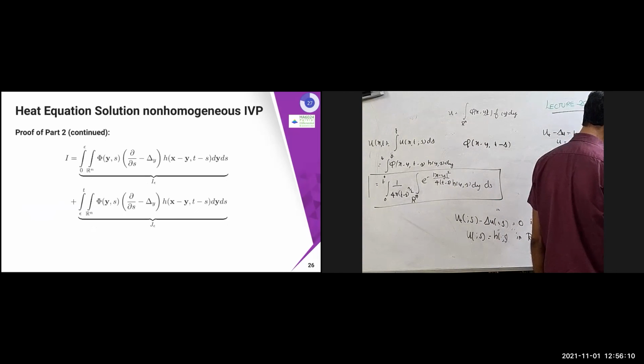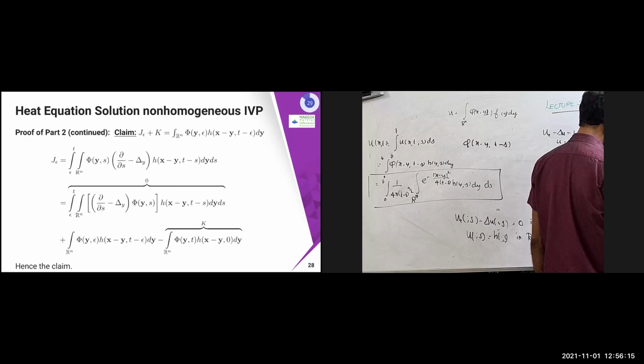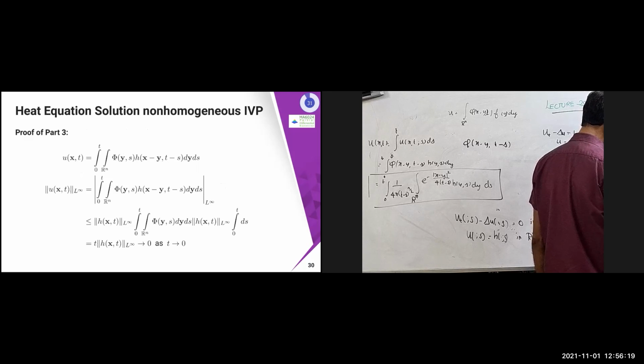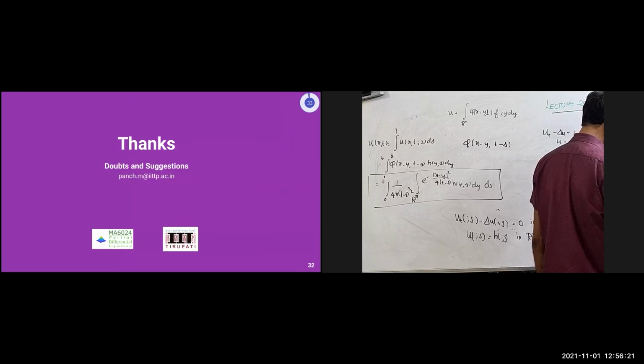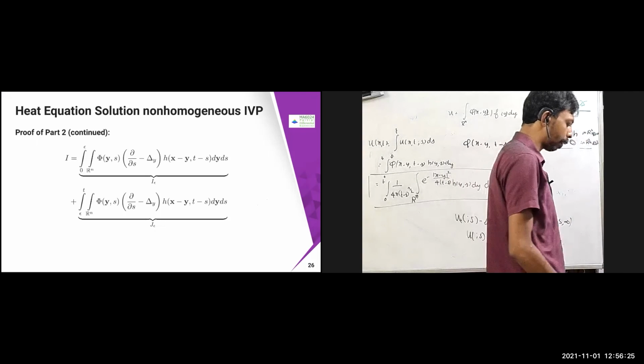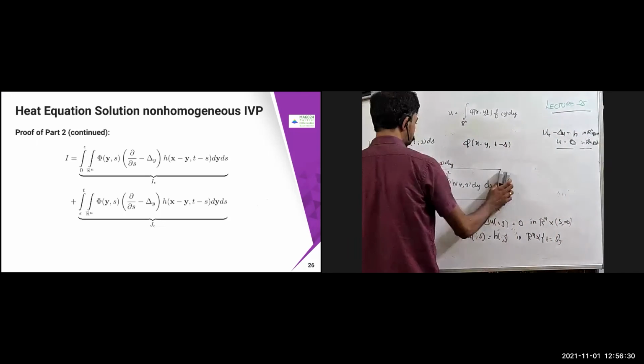The same kind of things we used in the wave equation, the same kind of thing with the epsilon approximations, we will use here. So let us prove it in the next class and then go to the next topic. With this I will stop. If you have any questions, let me know. Any questions?